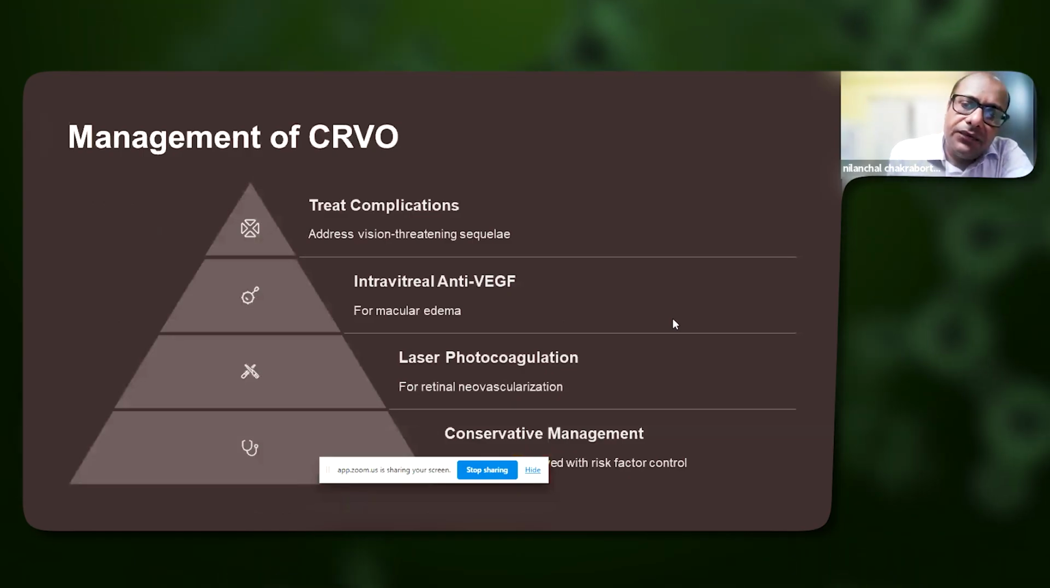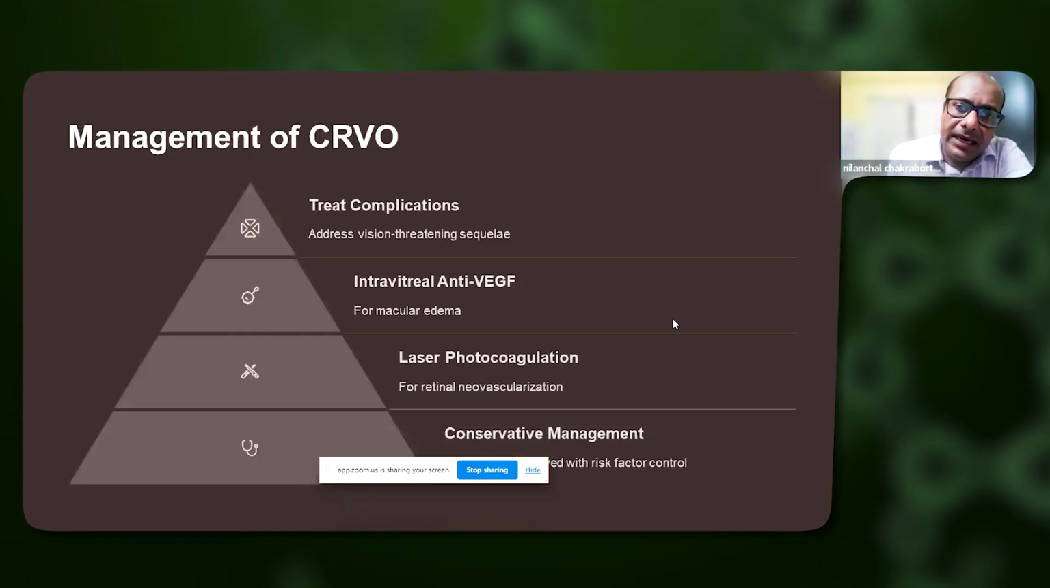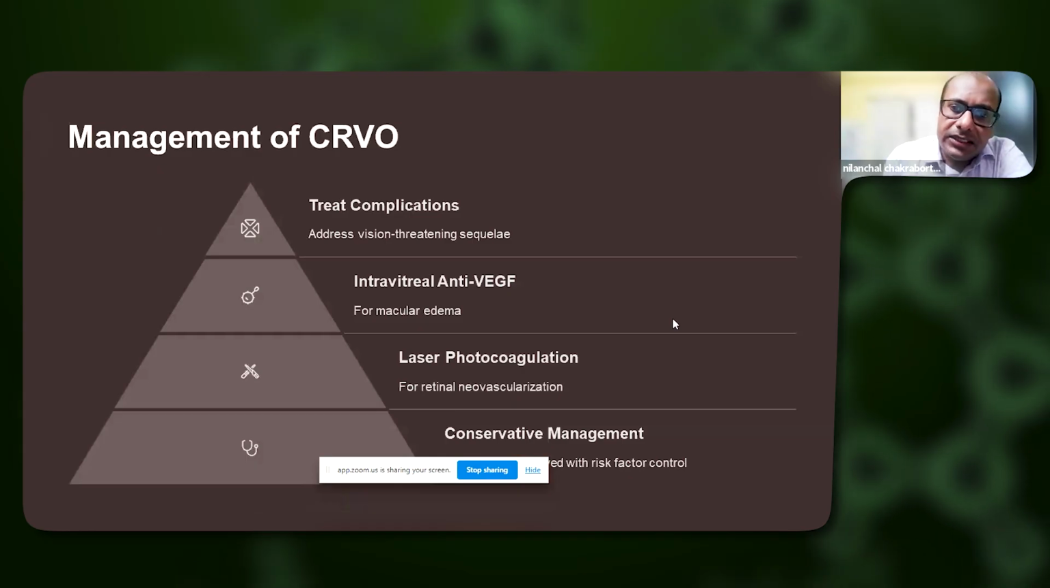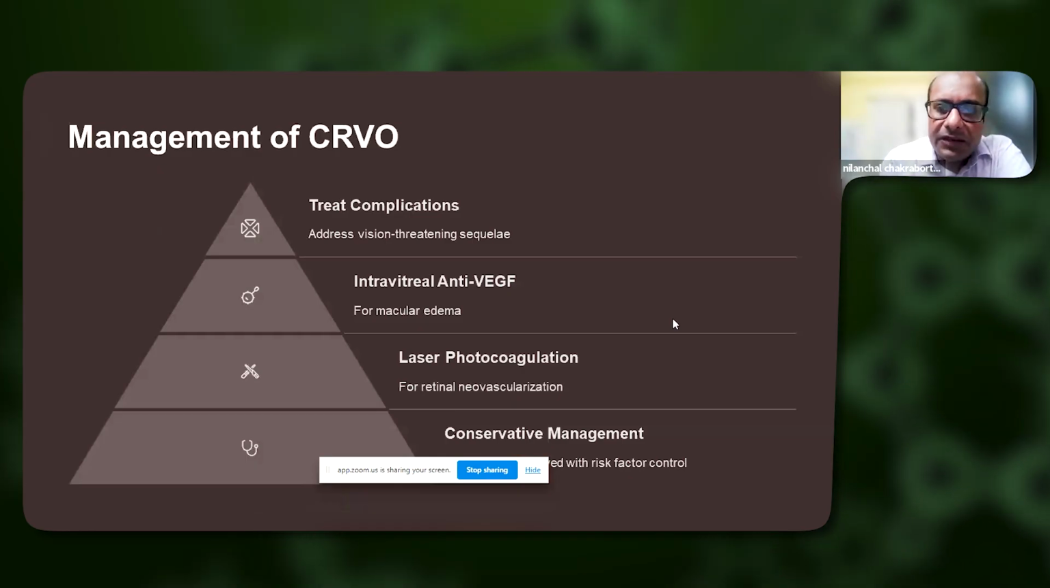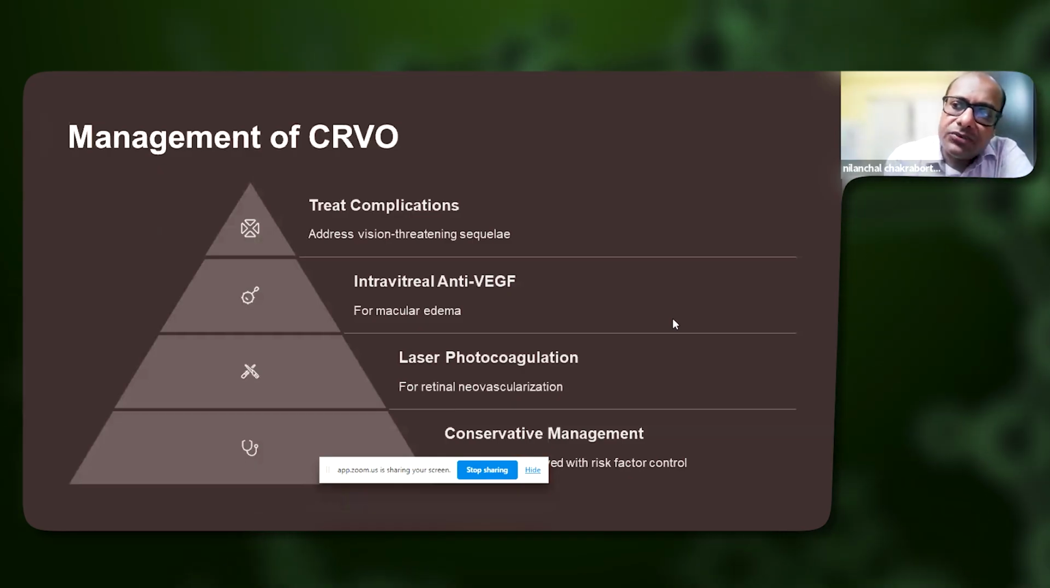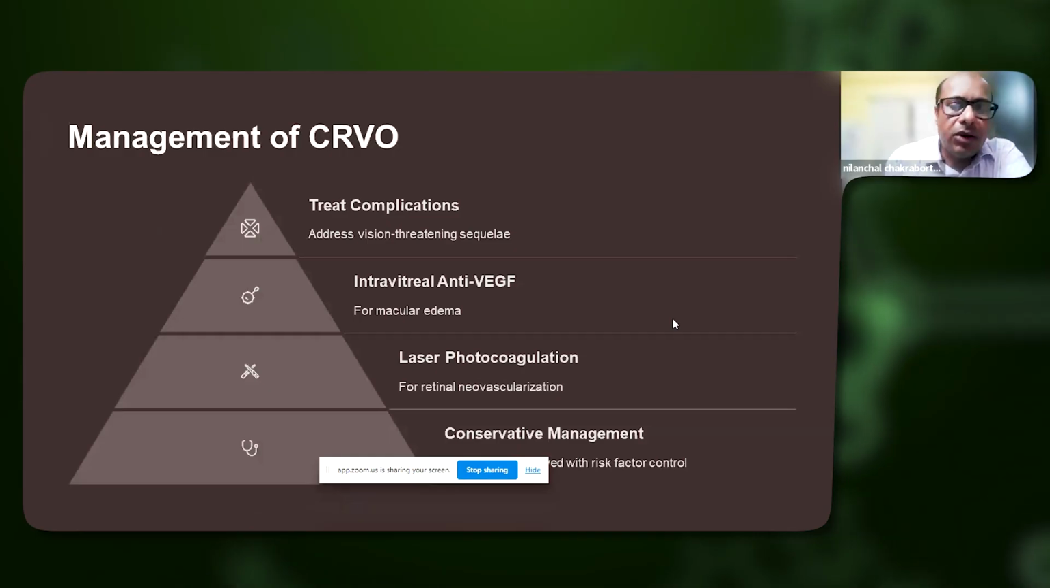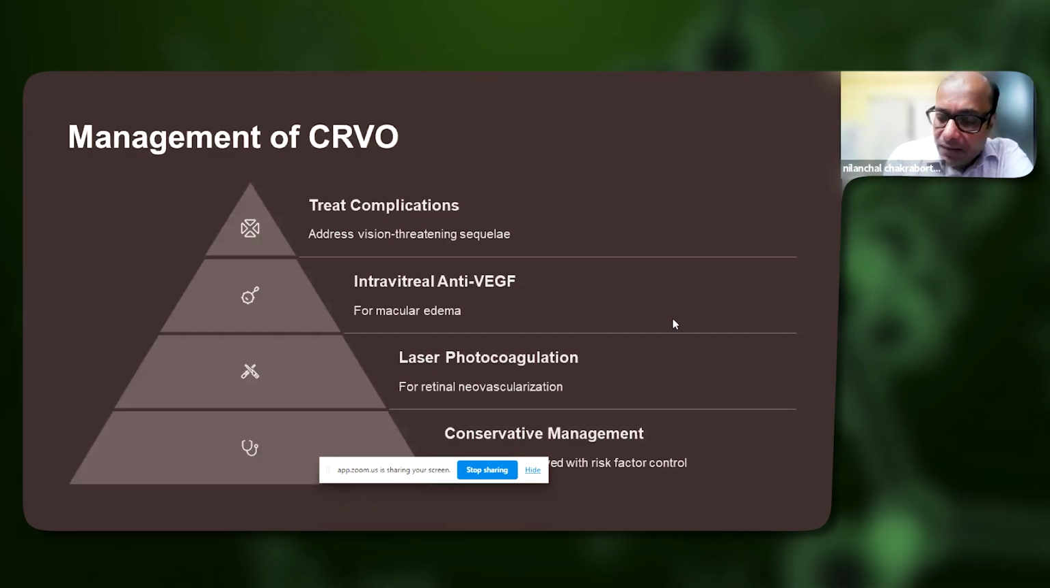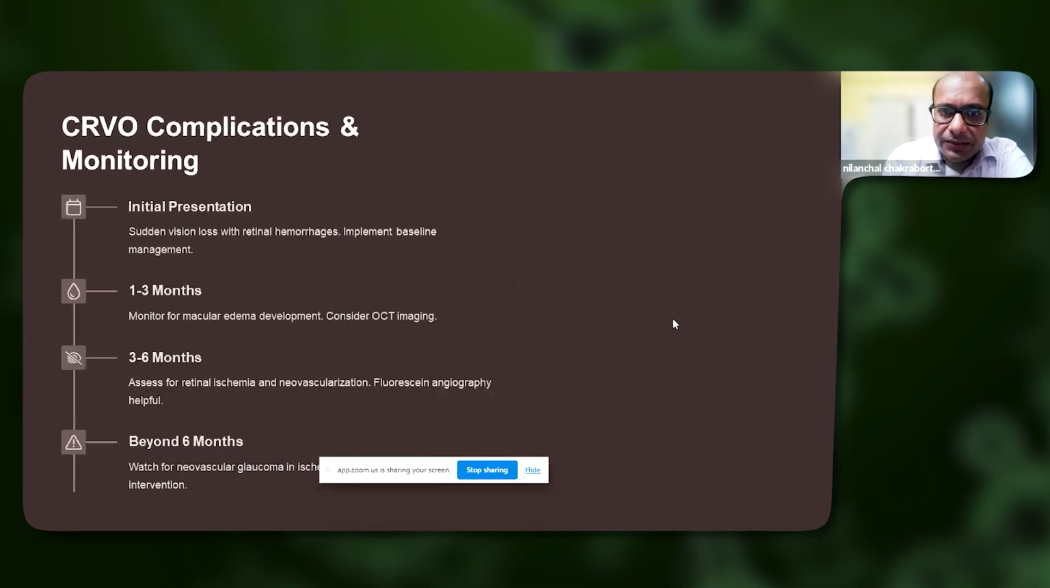Here you have to give anti-VEGF for macular edema, laser neovascularization or photocoagulation. These are the therapies, but these are ocular emergencies where the main thing you have to do is refer to an ophthalmologist for a proper management.